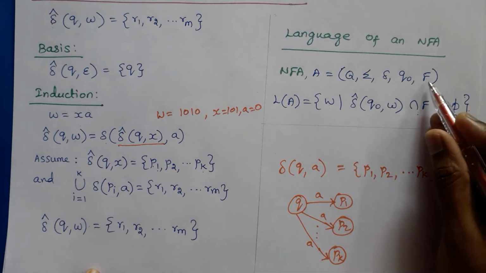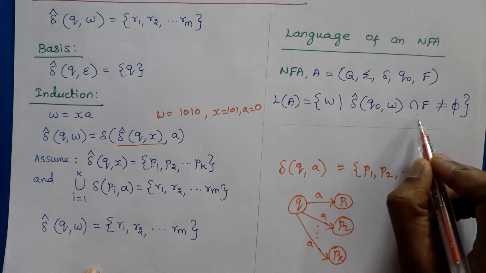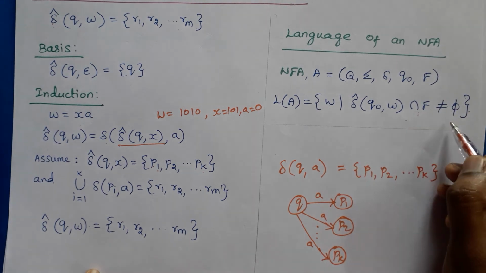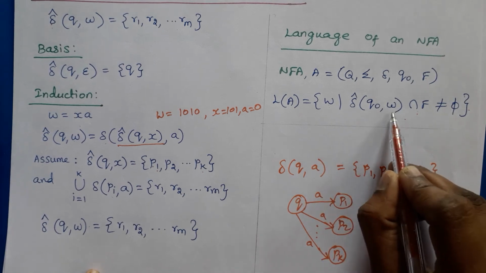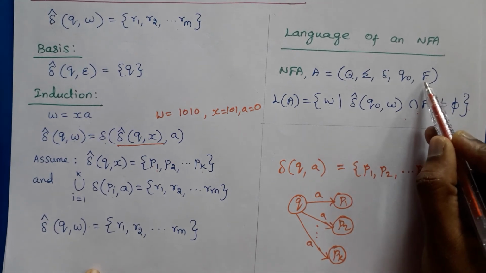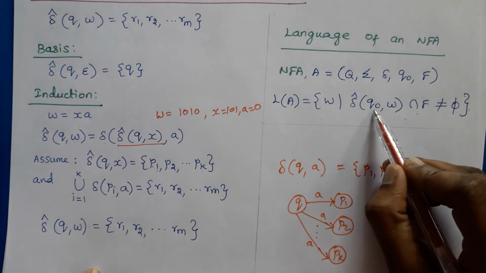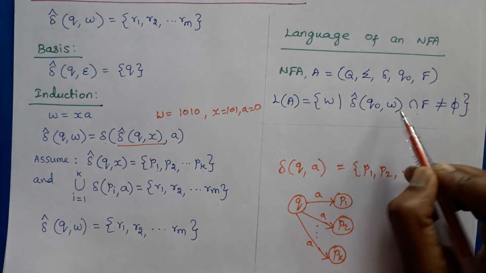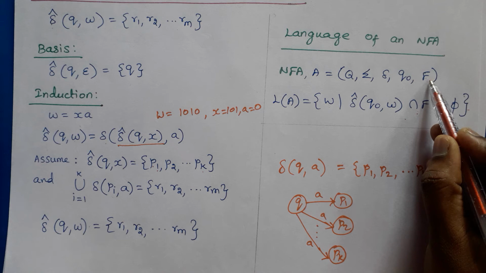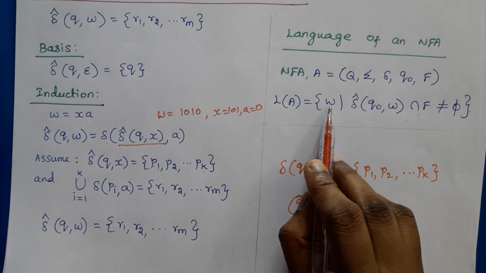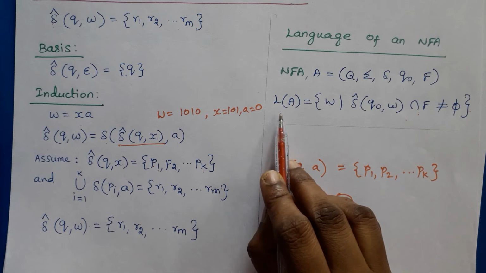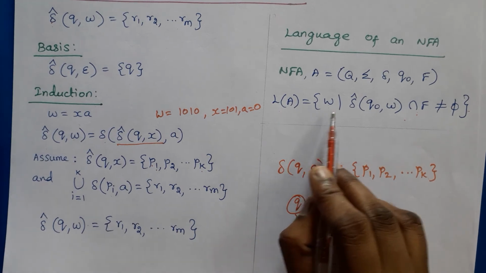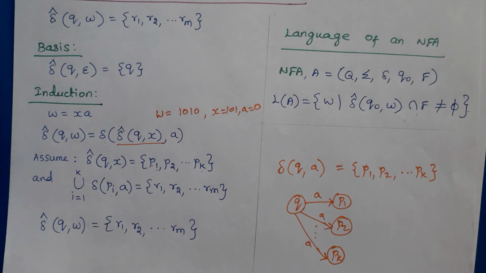R3, and R3 is a final state, means R3 intersection R3 is R3, right? So delta cap of Q0 comma W has one of the final states. That is the meaning. If delta cap of Q0 comma W, the set, has at least one final state, then we can say that W belongs to the language of an NFA. Otherwise, W is not accepted by this NFA. Then we will see an example.